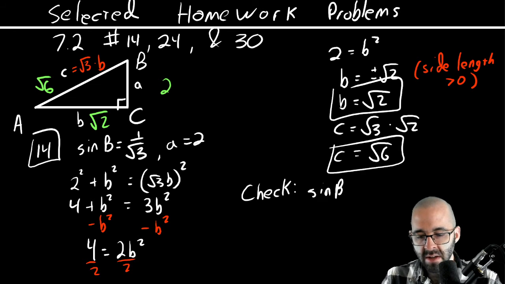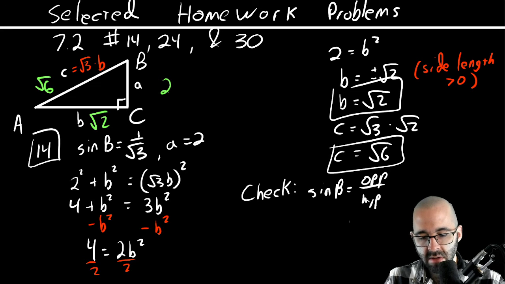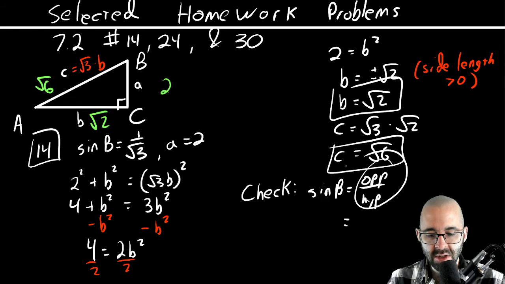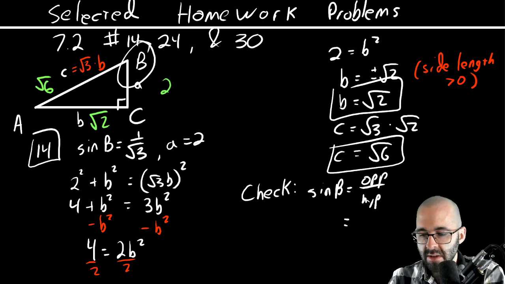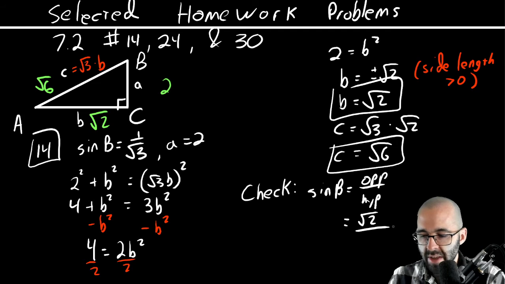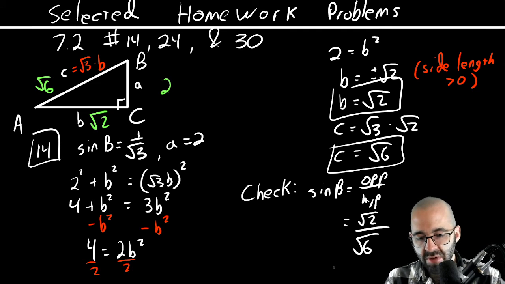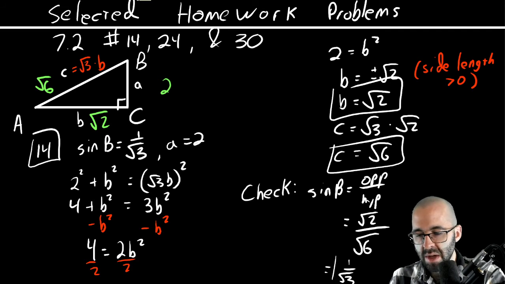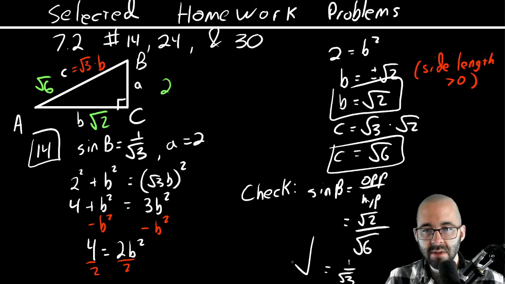If we look at the sine of b, the sine of b is the opposite over the hypotenuse. The sine, cosine, and tangent are all just ratios. So this is what ratio this one is. The opposite of b is the square root of 2, divided by the hypotenuse, that is the square root of 6. And if we simplify this ratio, we get 1 divided by the square root of 3, which is exactly what we thought sine of b was supposed to be. So it checks out.